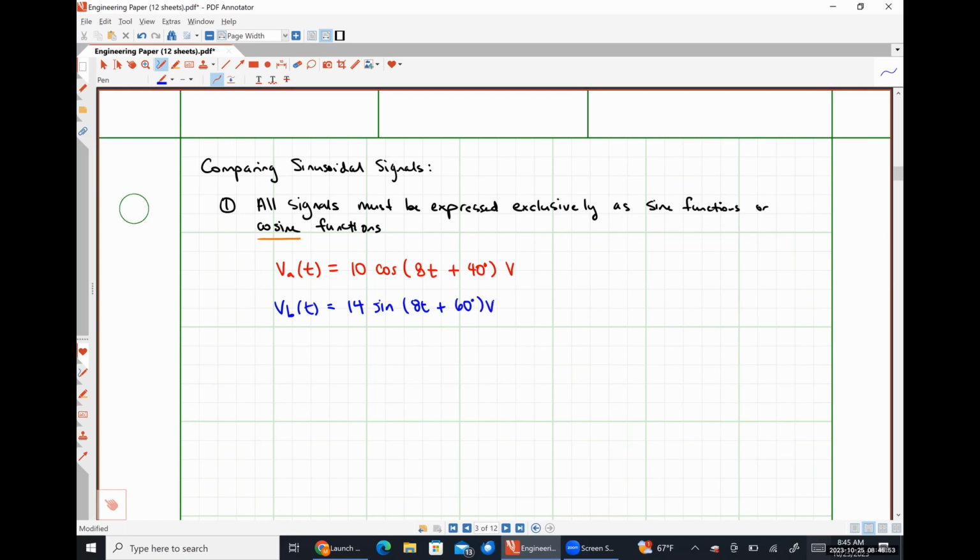60 degrees volts. If we wanted to compare these two, we would need to convert either the sine function into a cosine function or the cosine function into a sine function. Because I am an electrical engineer, I'm going to choose to convert VB of t from a sine function into a cosine function. And so that would literally just be 14 cosine 8t minus 30 degrees volts. Okay. So I subtract 90 degrees from my phase angle to get my sine function into a cosine functional form.